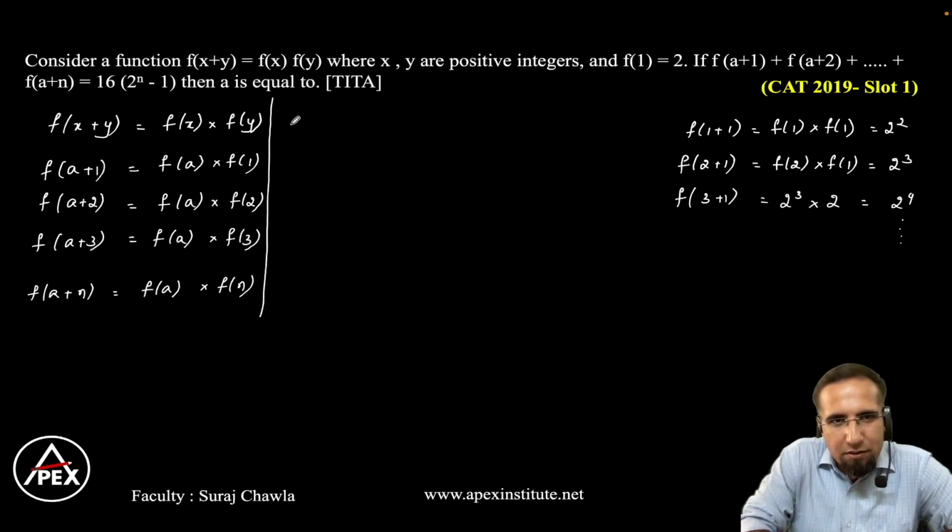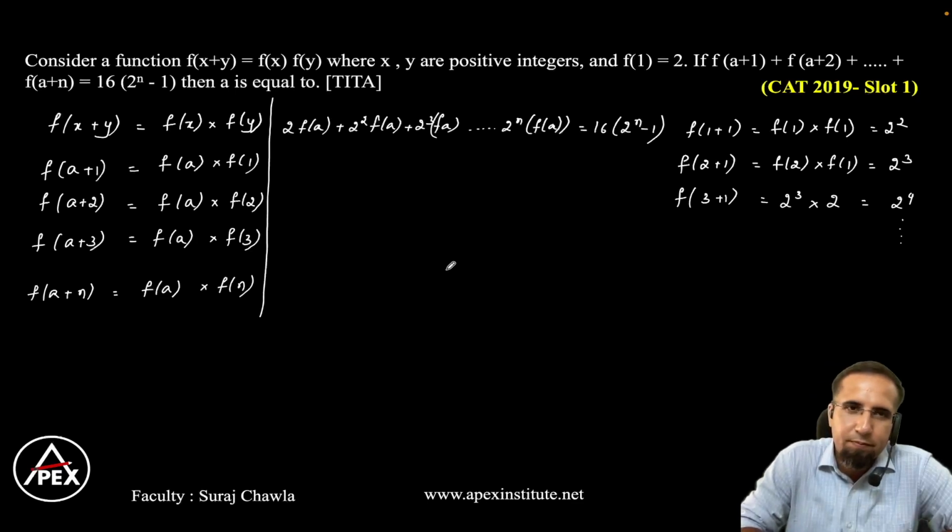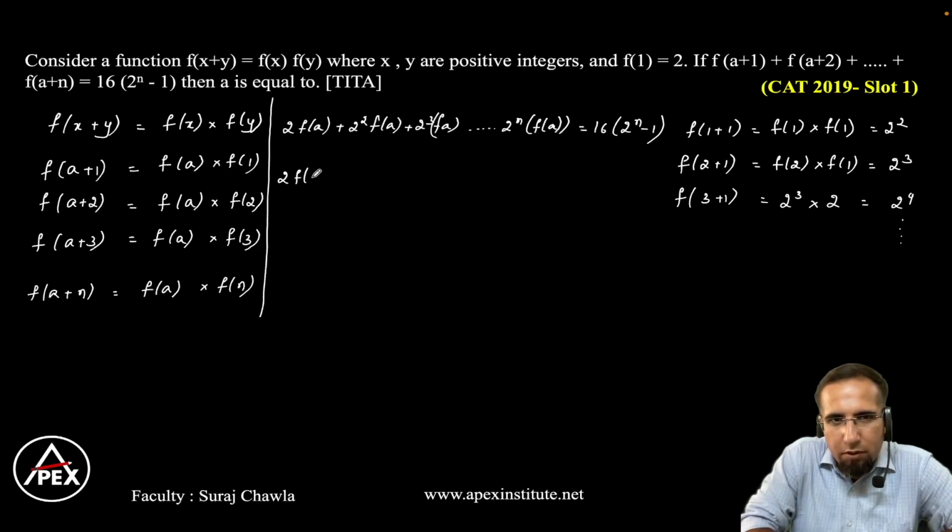So in short, I can write this as 2 into f of a plus 2 square into f of a plus 2 cube into f of a and so on, 2 to the power n into f of a is equal to 16 into 2 to the power n minus 1. So we can take 2 into f of a common. So we will have 2 to the power 0 plus 2 to the power 1 plus 2 square, and so on, till 2 to the power n is equal to 16 into 2 to the power n minus 1.